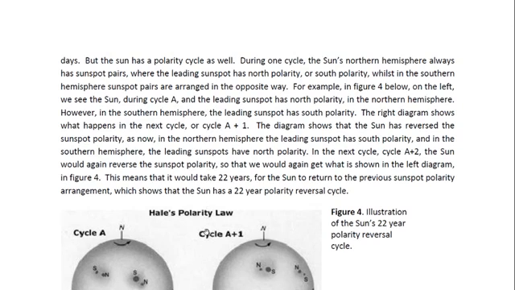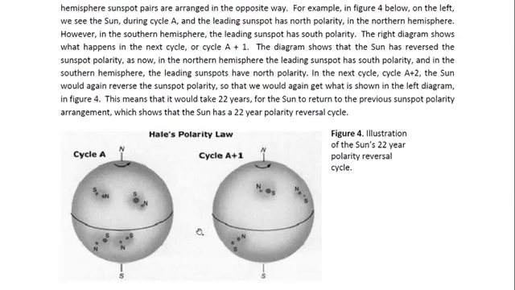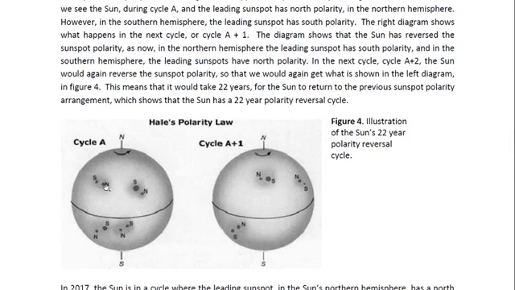And the polarity cycle is a reversal of the sun's polarity, which can be seen by which sunspot is leading a sunspot pair. So we see here in cycle A, we would have the north polarity sunspot leading the sunspot group as the sun rotates in this direction. And each cycle is 11 years long. So in the next cycle, which would be cycle A+1, we would have that reversed. The leading sunspot is now a south polarity sunspot in the northern hemisphere. It's actually reversed in the southern hemisphere.